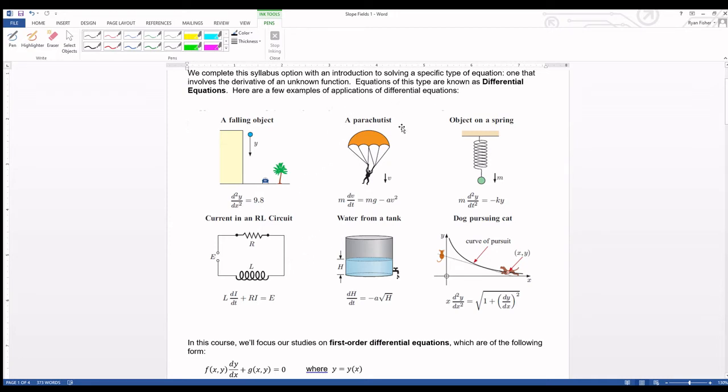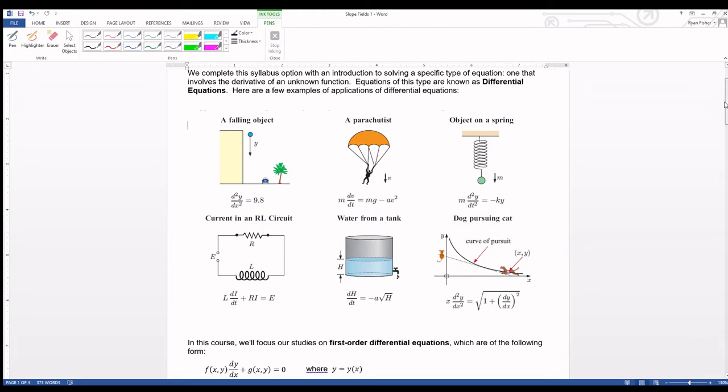Drag coefficient of a falling object, or the acceleration of an object, or the force of an object on a spring, better known as Hooke's law, can be thought of as mass times acceleration, or mass times the second derivative of position, is equal to a constant times how far out of equilibrium this object is. And there are other examples as well that are fairly common.